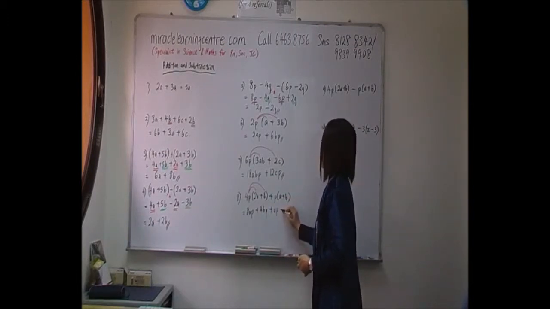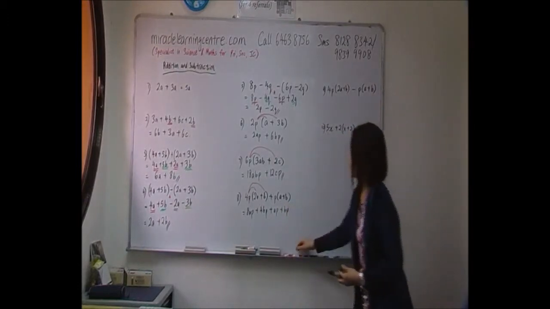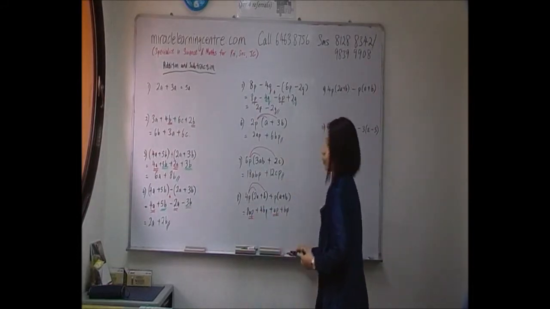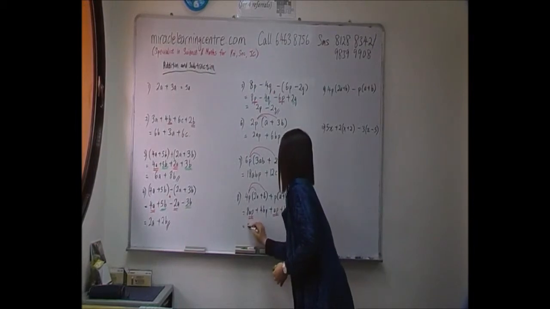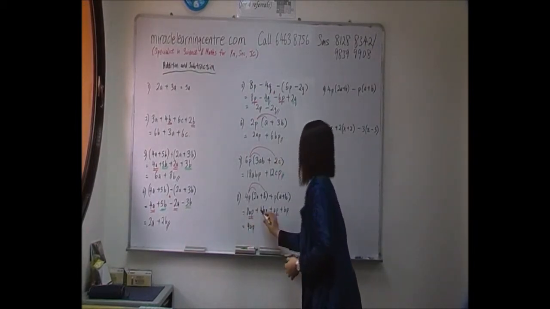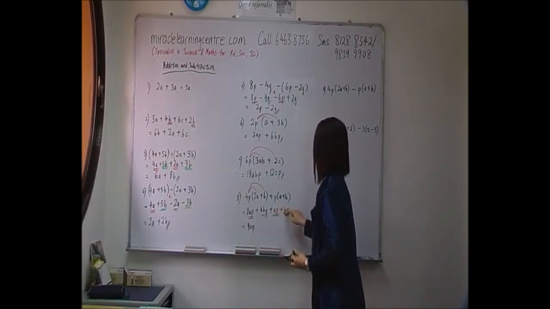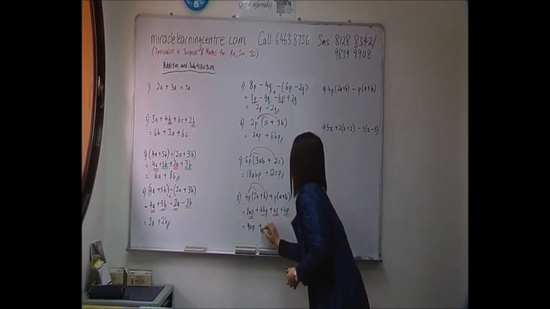So you have AP plus BP. That's not the end, because AP is common. So we're going to add them up. 8AP plus 1AP, you will have 9AP. 4BP and 1BP, you will have 5BP. That's the answer.